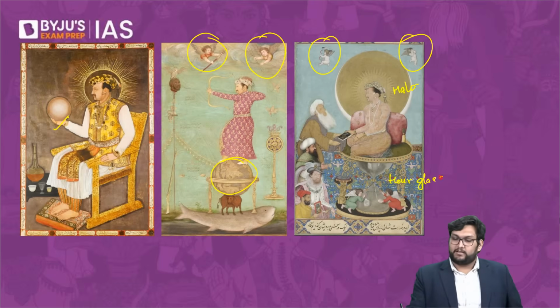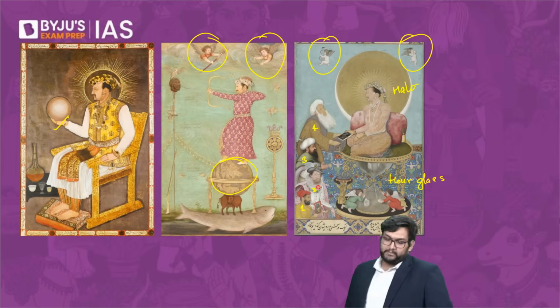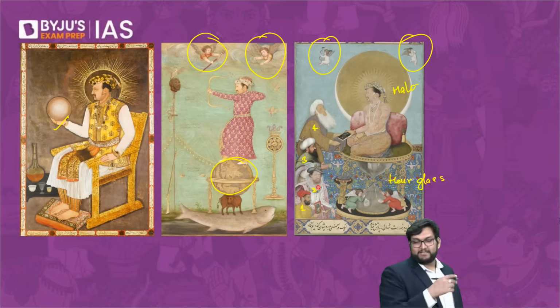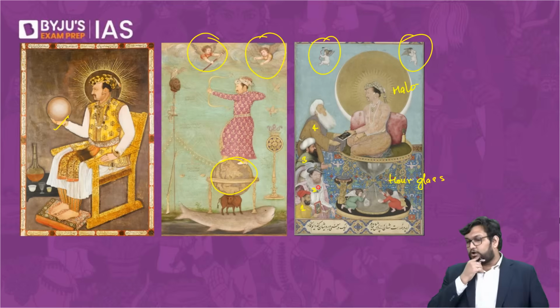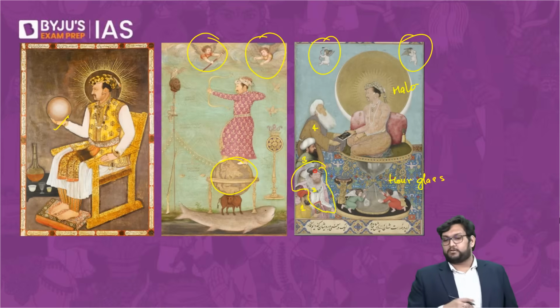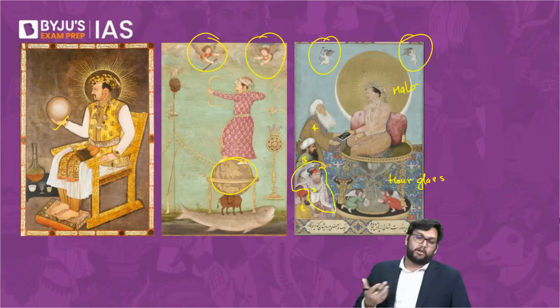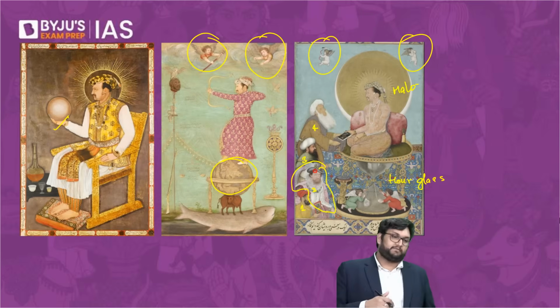Again, something given. In this image, there is one foreigner. Who is that foreigner? 1, 2, 3, or 4? 2. And that is basically Thomas Roe, distinct European influence in how he is dressed up. But you can see he is symbolically representing sitting on time itself.